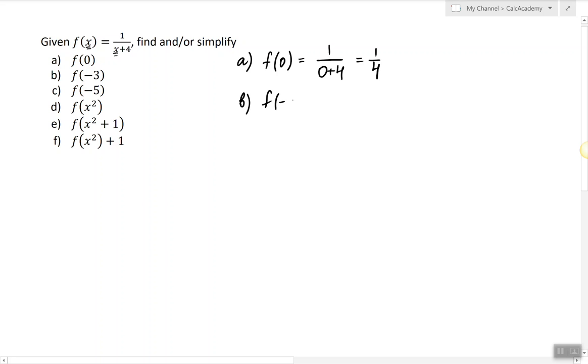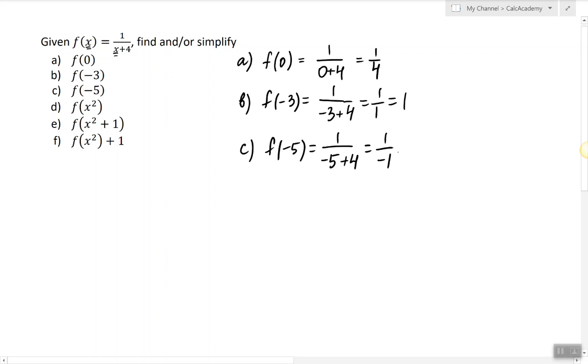In part B, we are asked to do the same but with -3. So instead of x, I plug in -3, and the answer is 1/1, which is 1. In part C, again, we are asked to perform the same task, that is, to evaluate the function at -5, and we do it in exactly the same way. So the answer is -1.